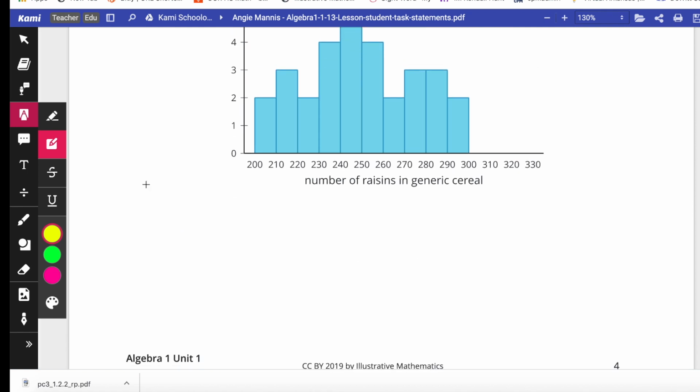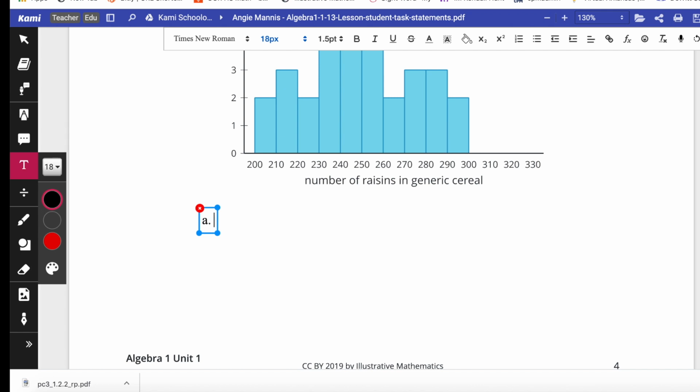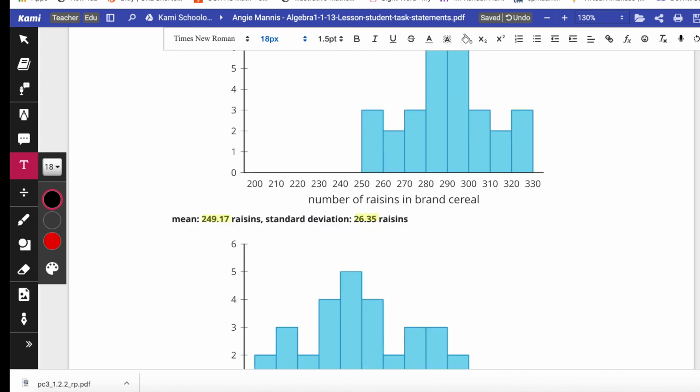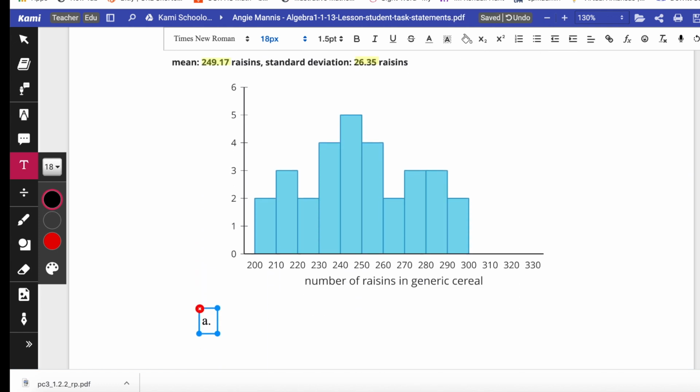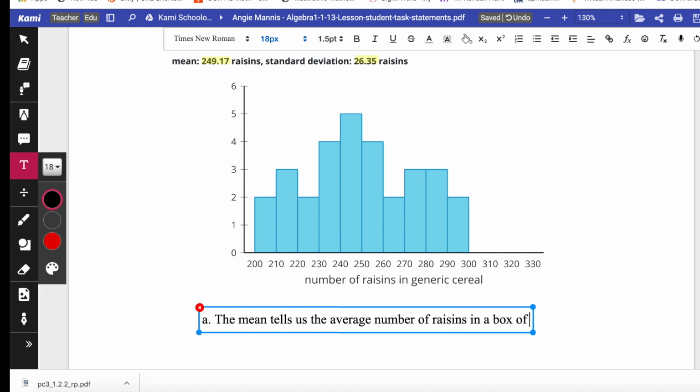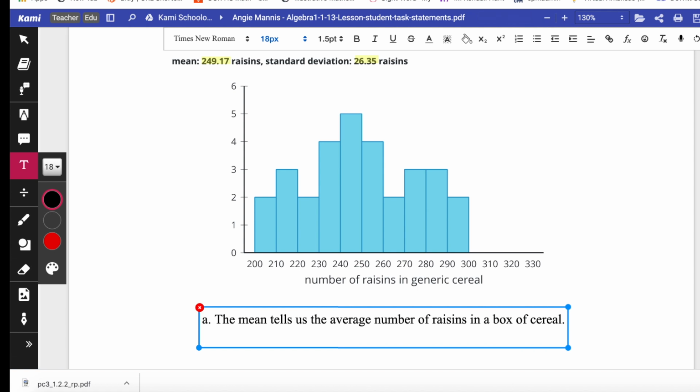So let's put some text down for this one. So we have A, our mean for each of these, it tells us the average number of raisins in a box of cereal. Okay, so the mean tells us the average number of raisins in a box of cereal. That's it. What does the standard deviation tell us?